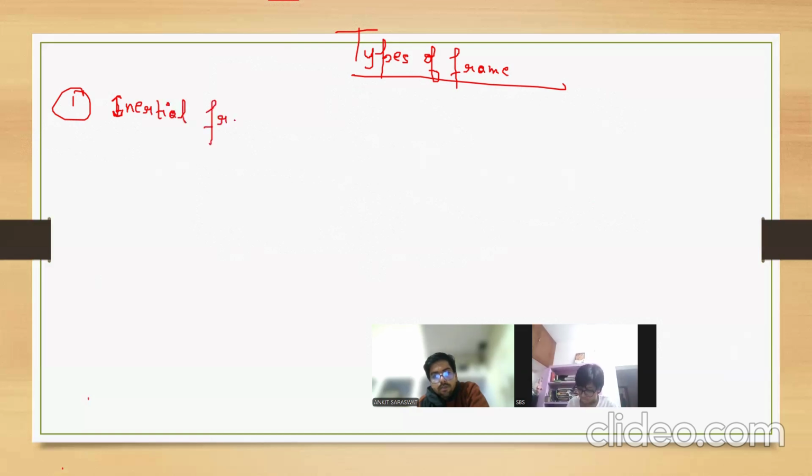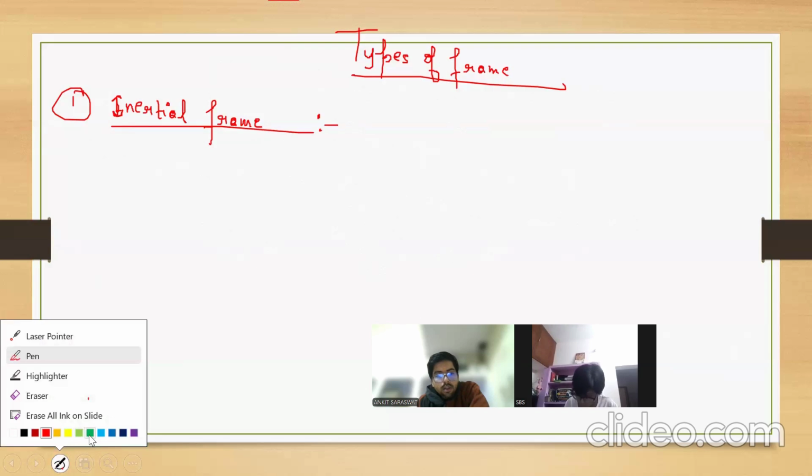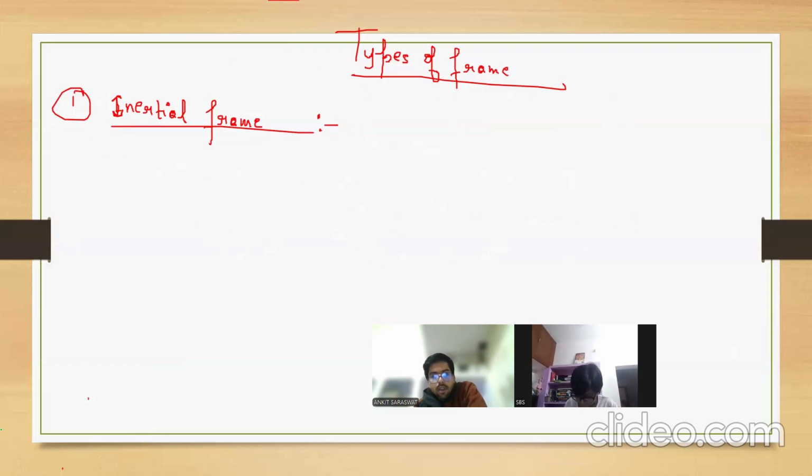Inertial frame. Clear? Yes, sir. Now what is an inertial frame? An inertial frame is a frame which is non-accelerating. We are considering our Earth to be an inertial frame. Why? It doesn't accelerate. Why? Because the angular velocity of the Earth, the rotation speed of the Earth, is very, very small. Almost negligible, but it has a certain velocity. So we can assume.